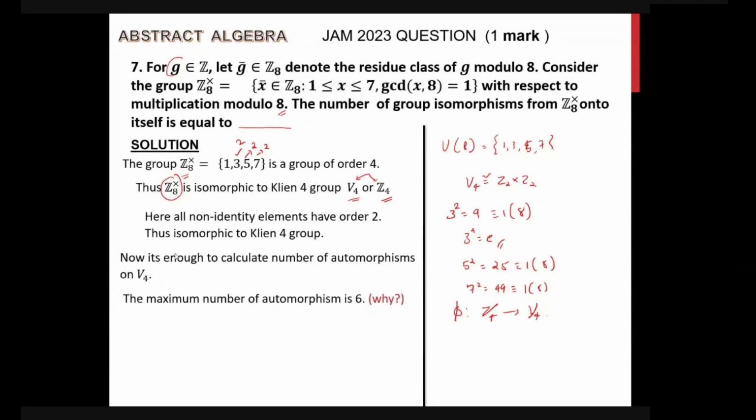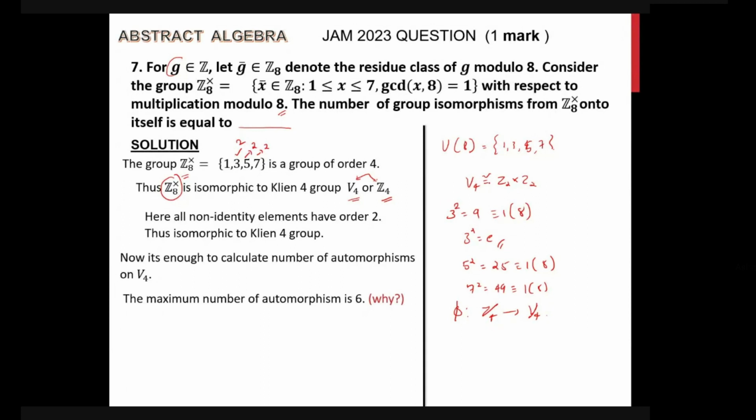Now the maximum number of automorphisms is 6. Why? The question is why the maximum number of automorphisms from V4 to V4 is 6. Anybody have any answer? That means the maximum number of automorphisms. Okay, anybody? The automorphism group of V4 is isomorphic to S3. So the order of S3, that will be 6.